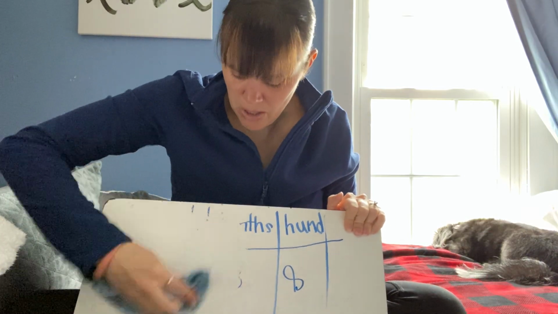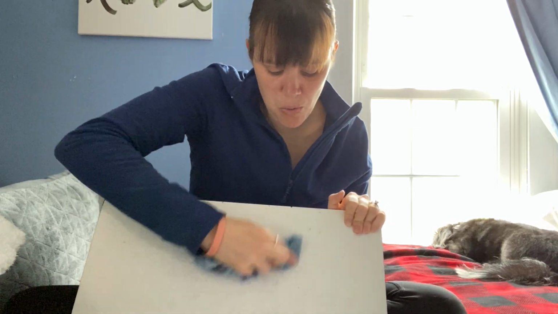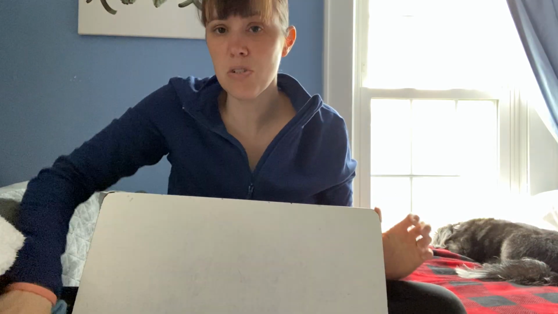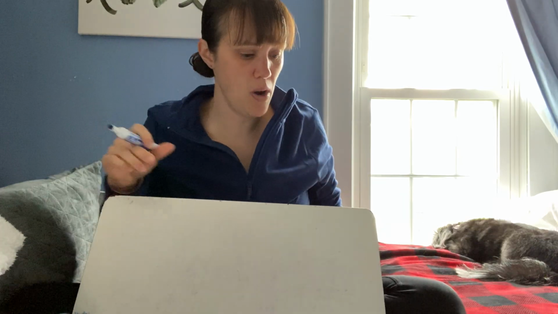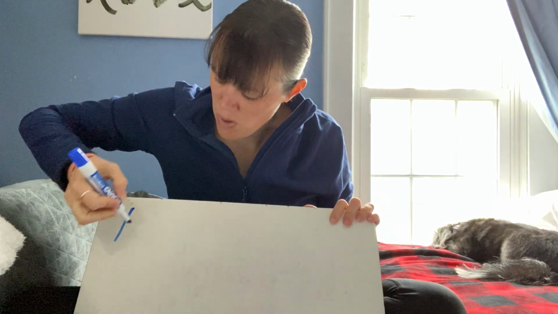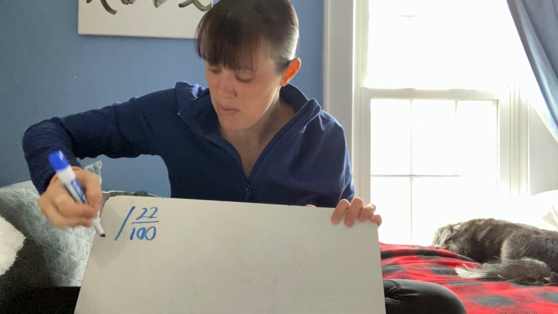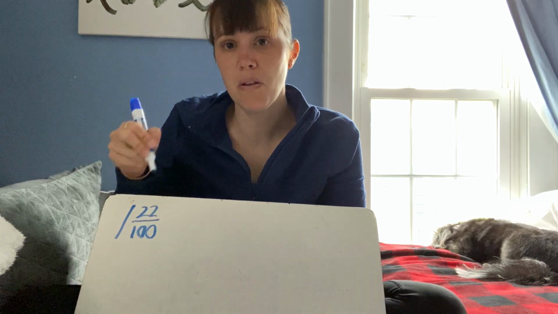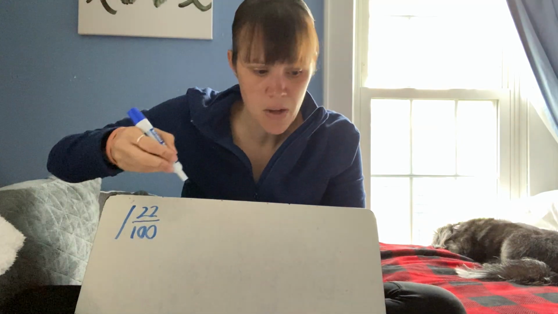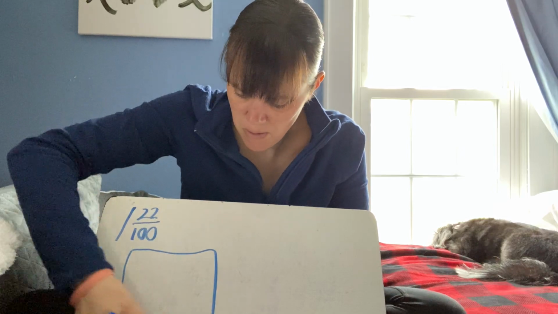Today we're going to look at numbers greater than 1. So that's the new part of it. It's just looking at numbers greater than 1. So how are we going to show that? Well, if we have this number, 1 and 22 hundredths, it means we have one whole, and then we have 22 hundredths. So what we're going to do is we're going to use these right now.